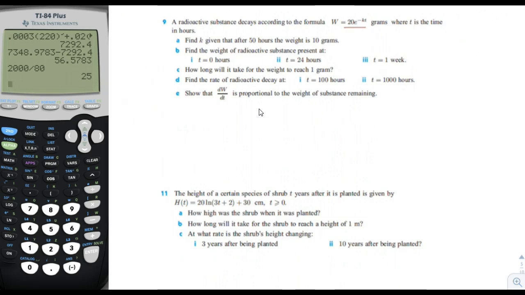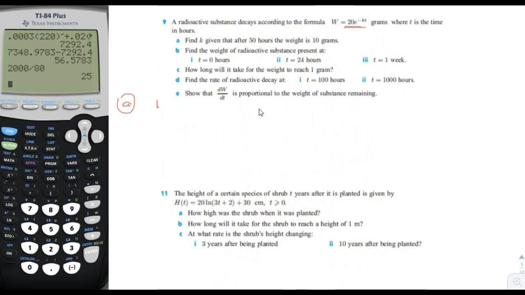Let's see. So the radioactive substance starts out at a certain amount, and then it gets smaller and smaller according to this function. Okay? And t is in hours. So let's find K. It says find K given that at 50 hours the weight is 10 grams.